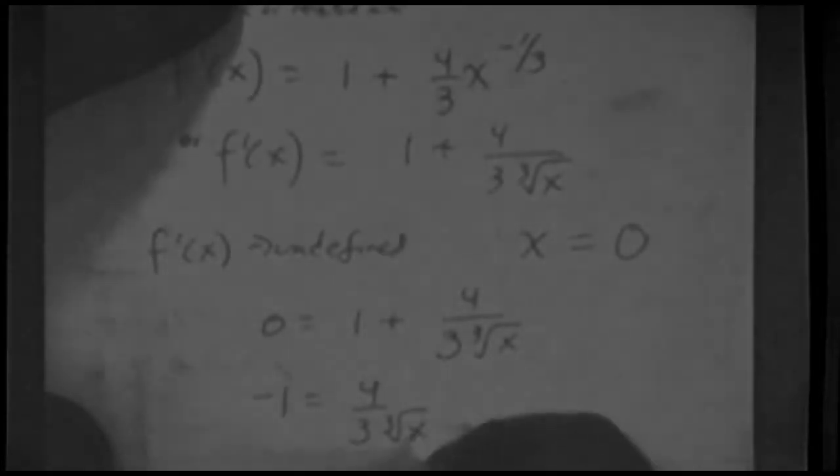-1 equals 4/3 cubic root of x. Cross multiply. -3 cubic roots of x equals 4. Cubic root of x equals -4/3. Cube both sides. -64/27. It's all about the -64/27. Who had the -64/27? I'm impressed. Excellent. Yes.